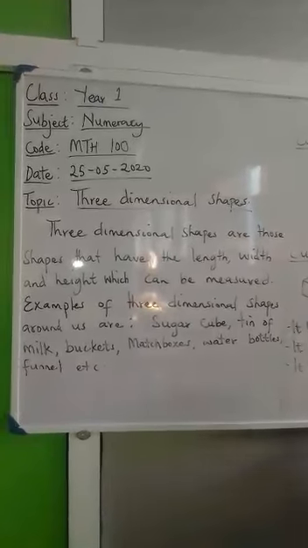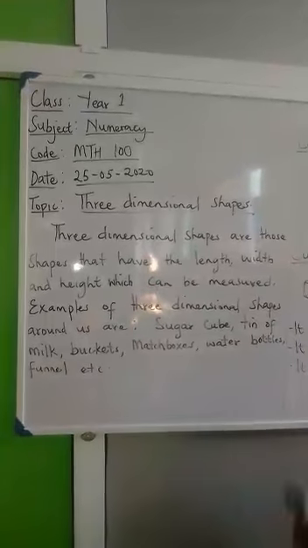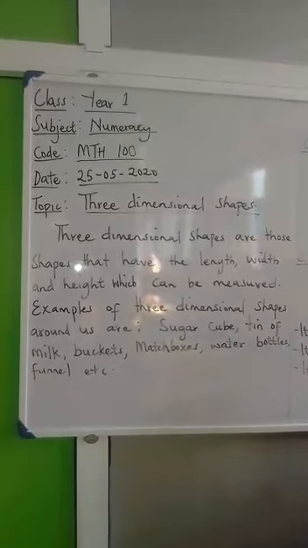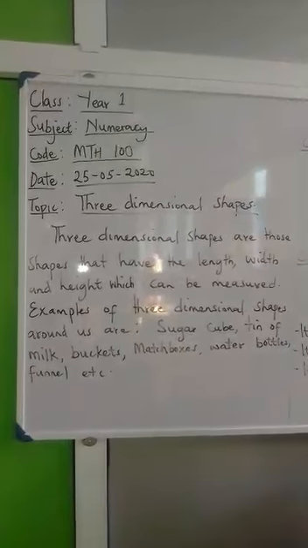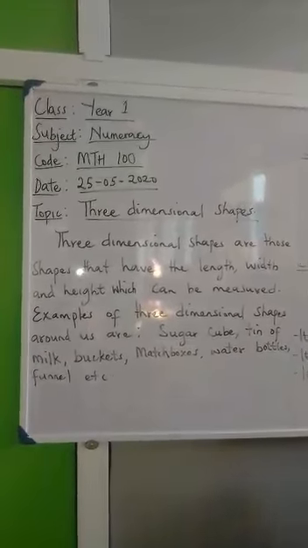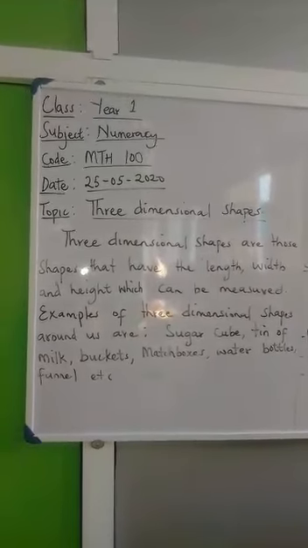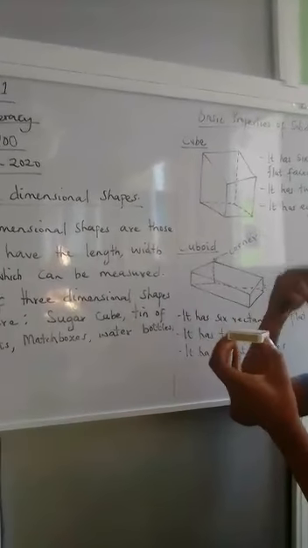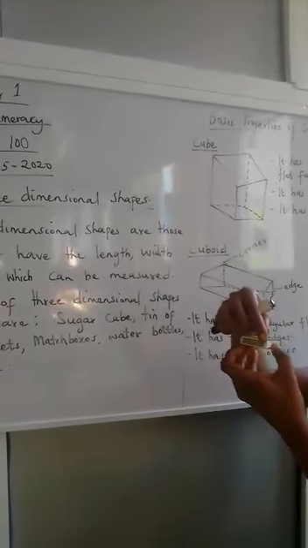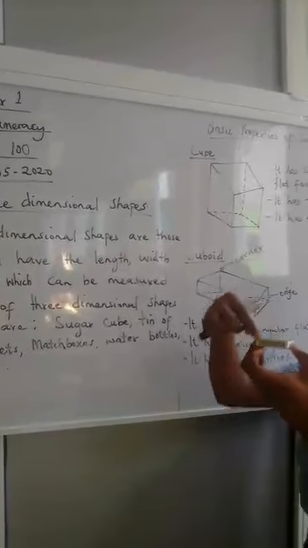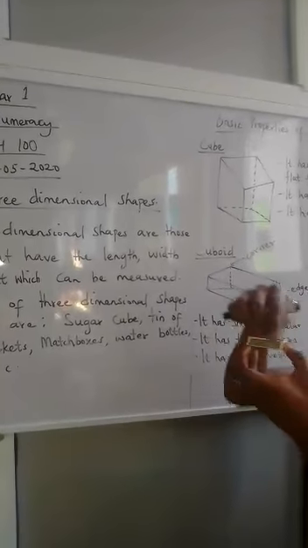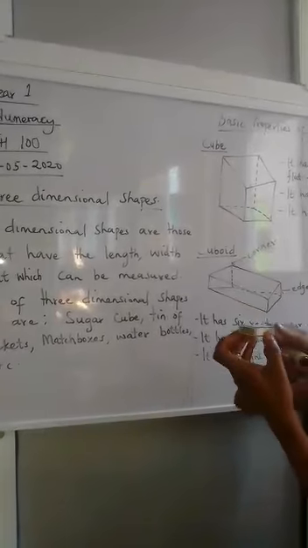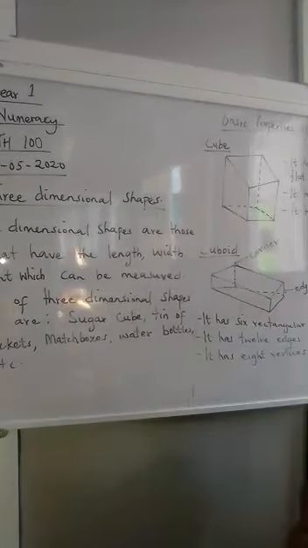Take note, it can be measured. Three-dimensional shapes are those shapes that have the length, the width, and the height, which can be measured. Just like this object that I have. This is the length, this is the width, and this is the height. And you can measure it. You can use your meter rule to measure. This is the length, this is the width, and this is the height.